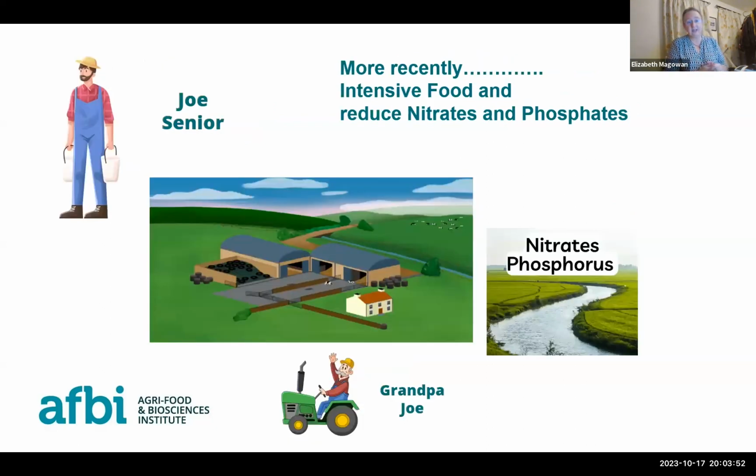But with the passage of time and the pressure to produce more food, and that was very much the heavy policy environment, food production intensified for the likes of Joe Senior here in the 70s, 80s, and into the 90s. And indeed, in that late 80s into the 90s, nitrates and phosphates regulation started to come in, and farmers had to start managing the nitrates and phosphates from their land flowing into the waterways.